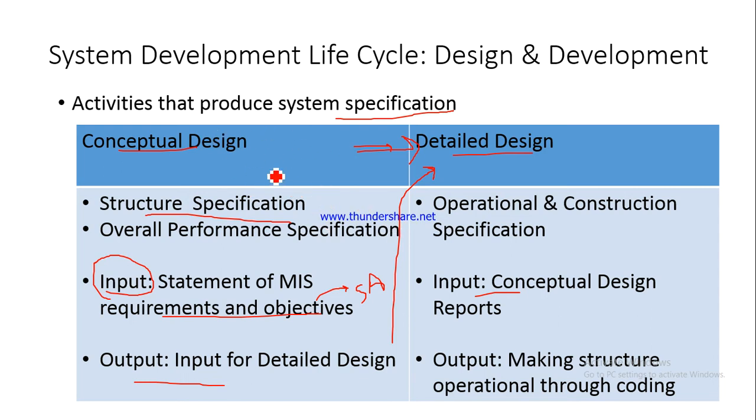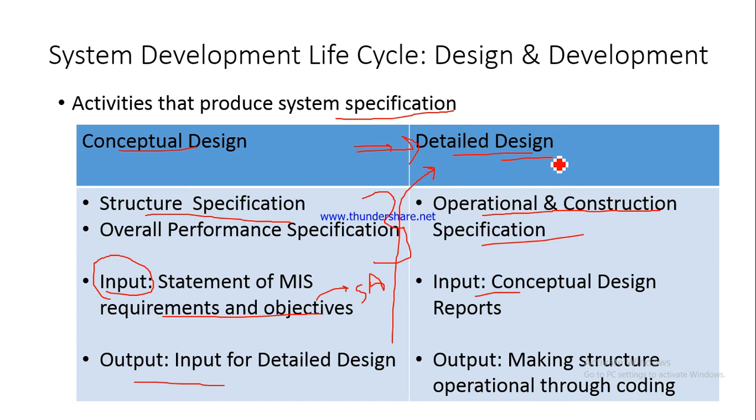And then, depending on the conceptual design report, which will include these two aspects, we go for the detailed design, wherein we talk about the operational and construction specification. So the design is being operationalized. Design is actually getting converted into something which is more workable. So design gets operationalized in the detailed design stage, right? Fine. So this is the distinction between the conceptual design and the detailed design.